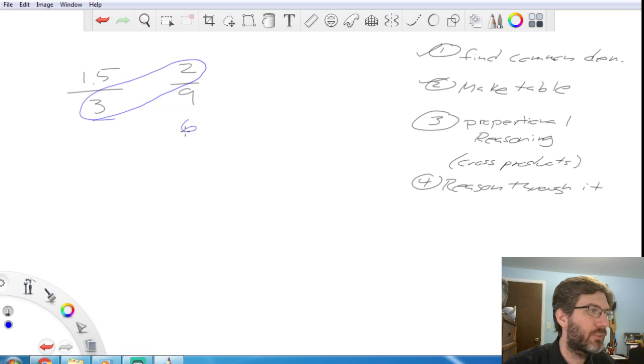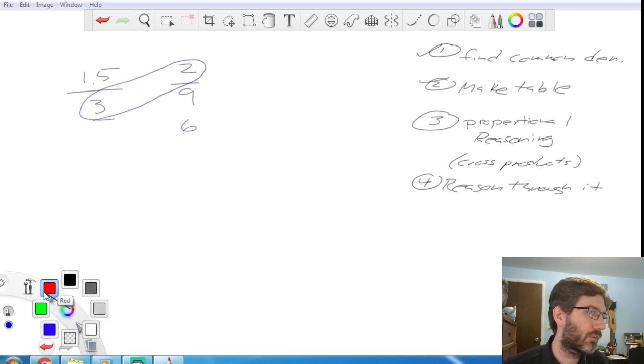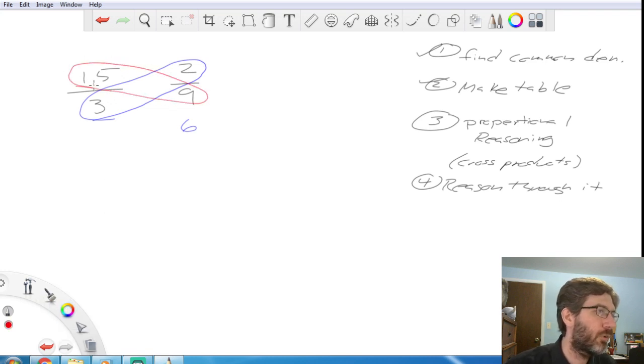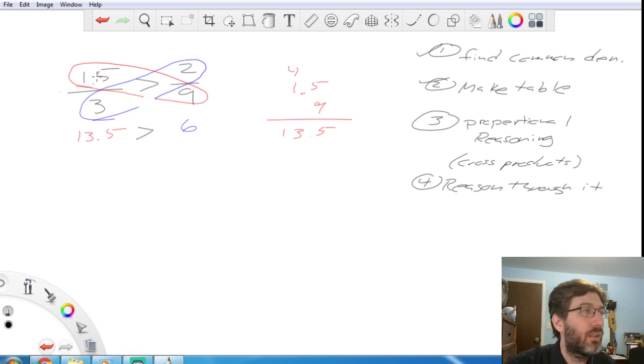3 times 2, which gives you 6. It goes with the numerator. 9 times 1.5, you might have to come over here and do. In that case, it might have been easier to do common denominators because it was making it easier to see right away. But that's bigger, and therefore we didn't actually write that one out. So the 1.5 over 3 is a larger fraction than the 2 over 9.